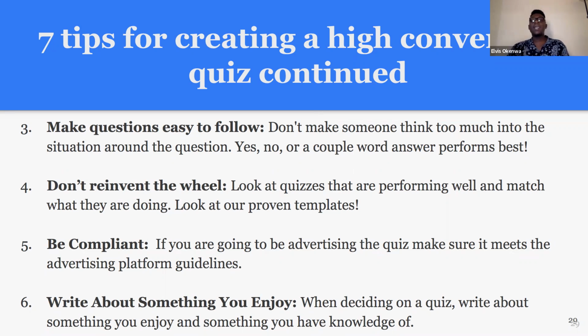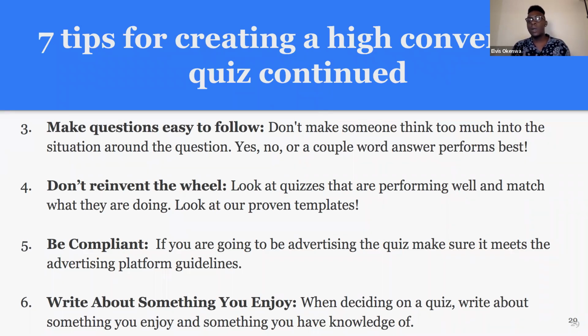Now finally, write about something that you enjoy. When deciding on the quiz, write about something that you enjoy, something that you have knowledge of. That way it's easier and it's interesting, because you're already an expert in that subject matter, you can teach your audience, you can educate them because you already have the knowledge of the subject matter. So don't go out of your way to write something that you know nothing about or that you won't enjoy writing, because that way you won't be able to provide concrete information.